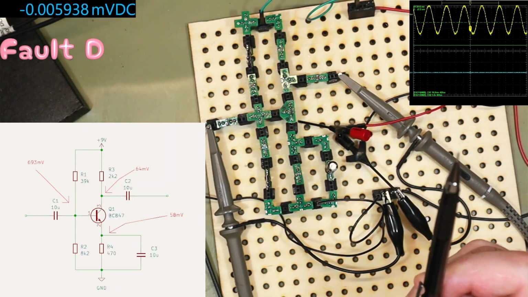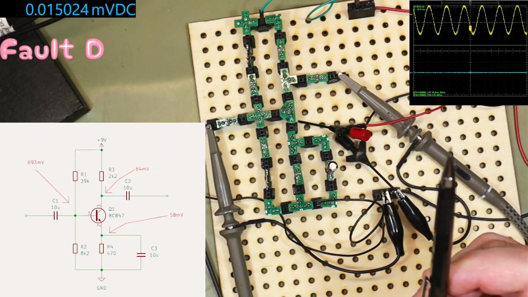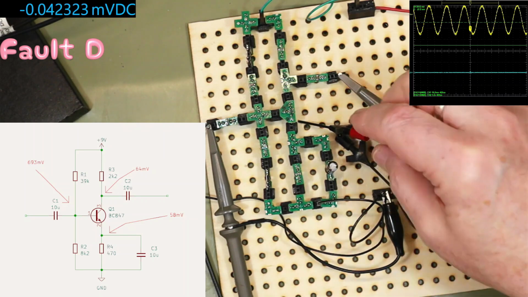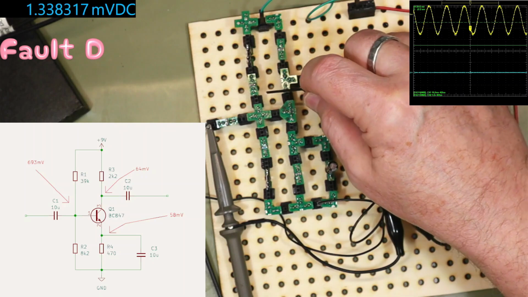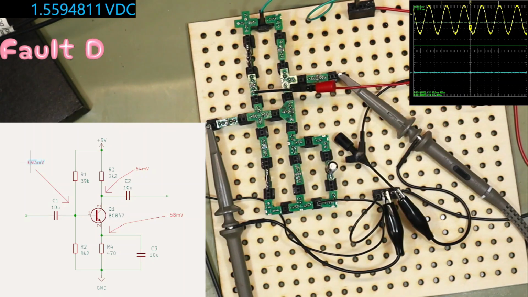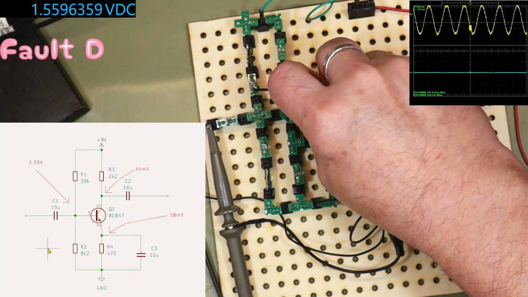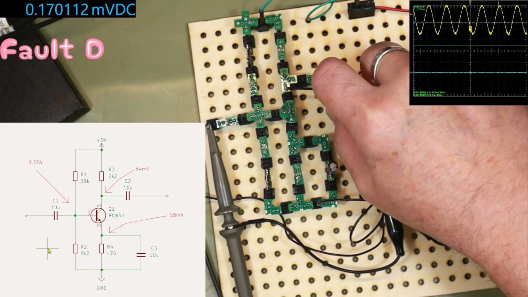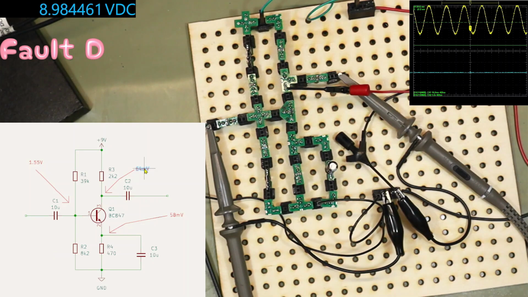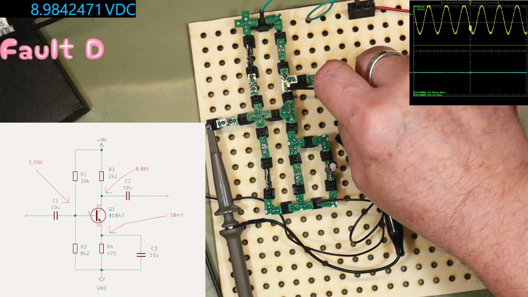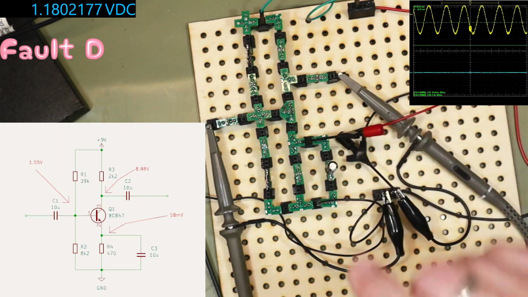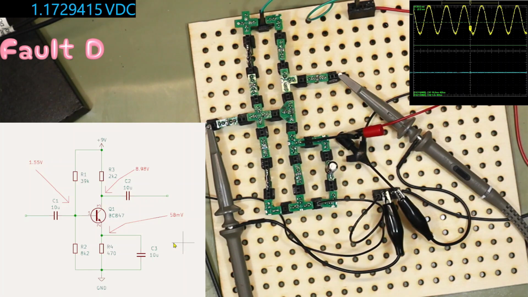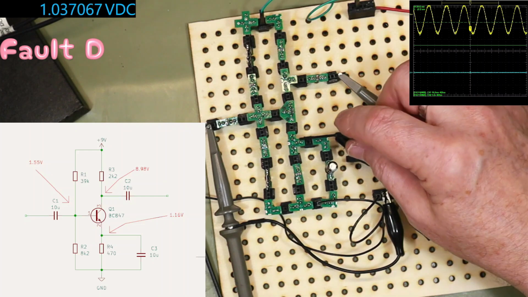Quickly move along to fault D. Again, we have an input signal, we have no output signal. So again, we'll repeat our voltage measurements on the circuit. So we have 1.55 volts on the base. We have 8.98 volts on the collector. And we have 1.17, about 1.6 volts on the emitter.